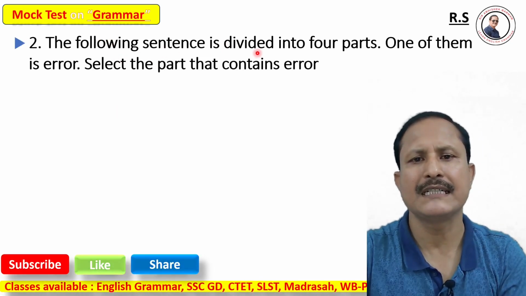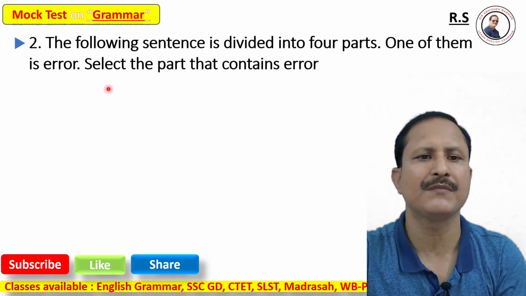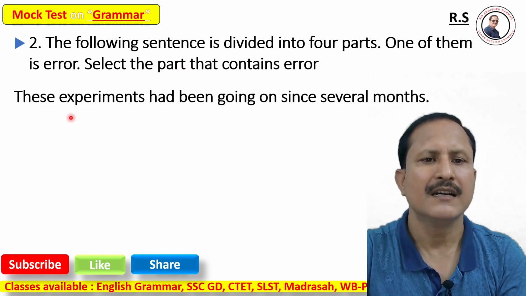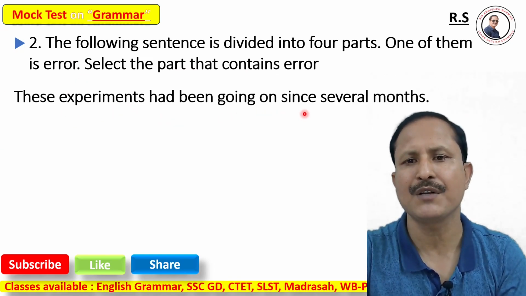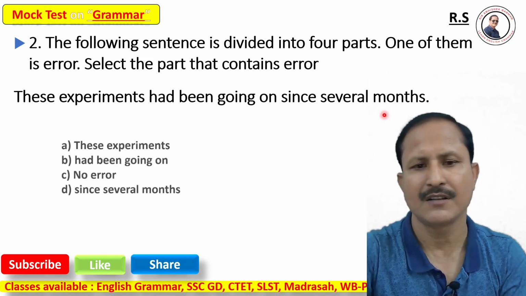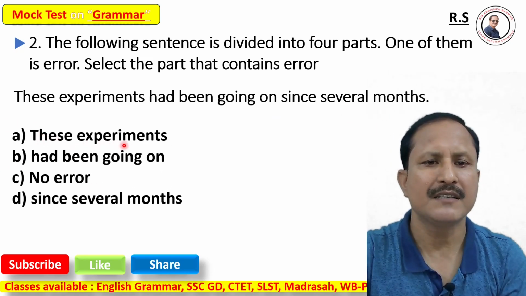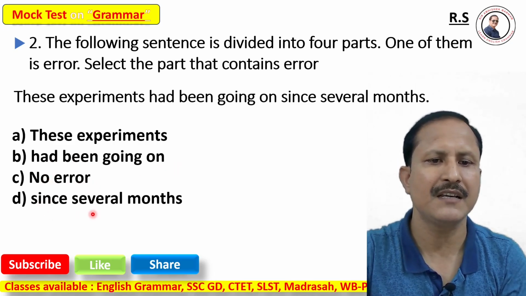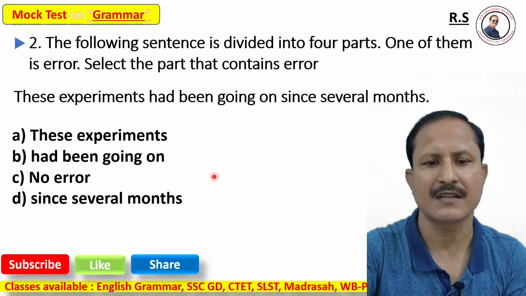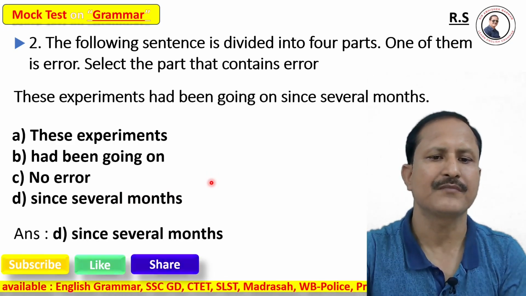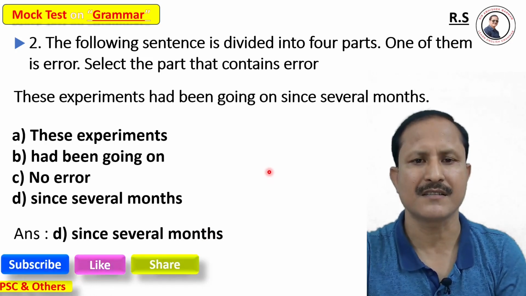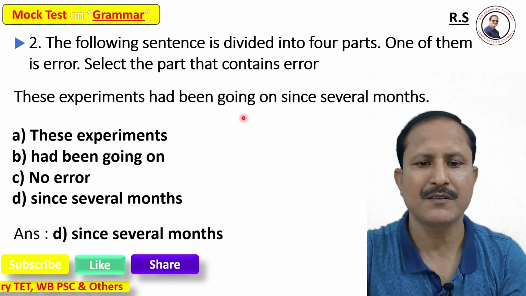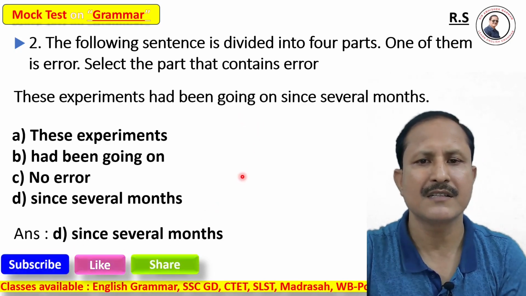Next, question number two. Same direction: the following sentence is divided into four parts. One of them has an error. Select the part that contains the error. The given sentence is: these experiments had been going on since several months. Option A, these experiments. Option B, had been going on. Option C, no error. Option D, since several months. The right answer is since several months. The given sentence is past perfect continuous. So, since several months is the correct answer.